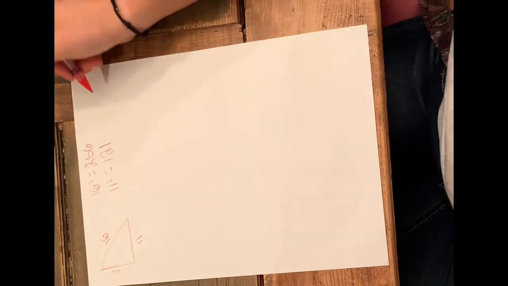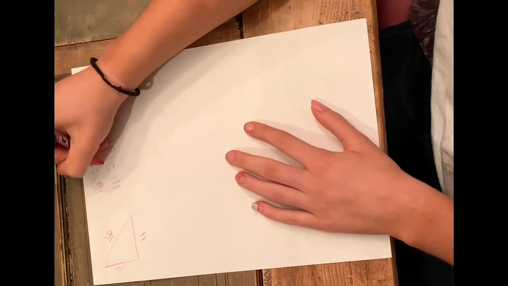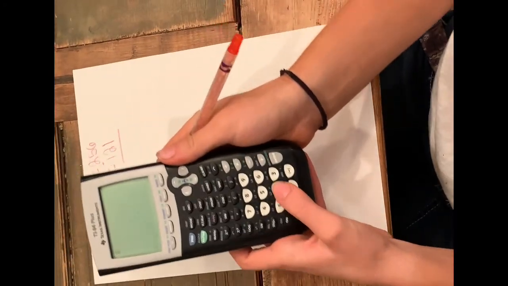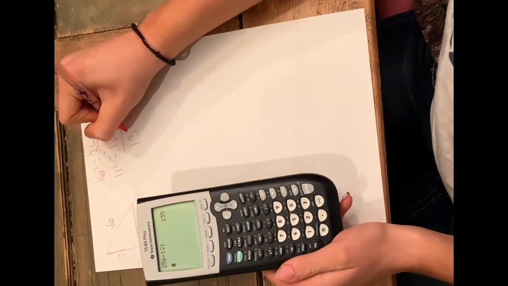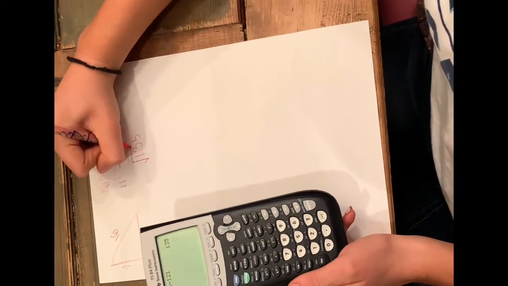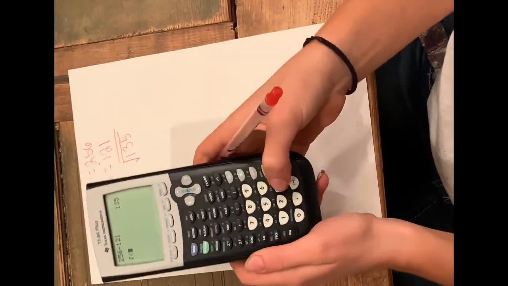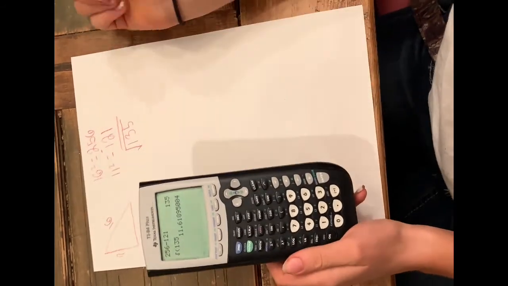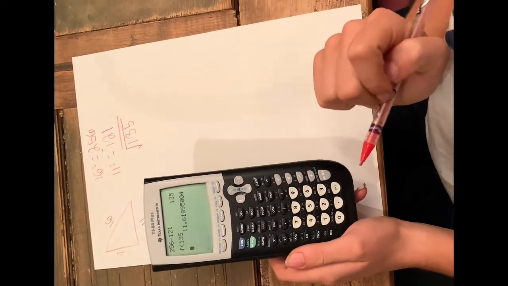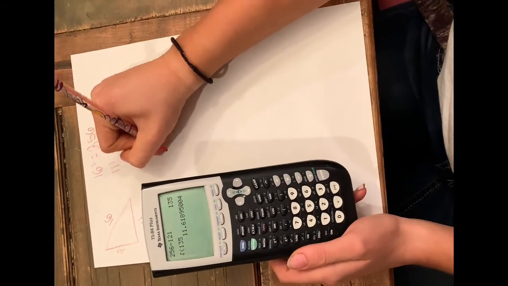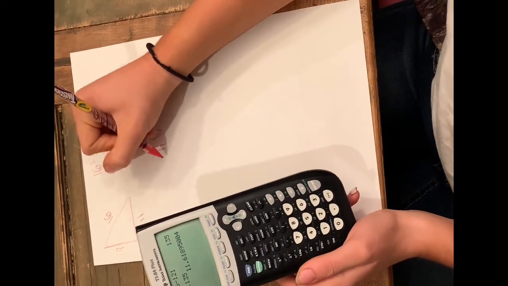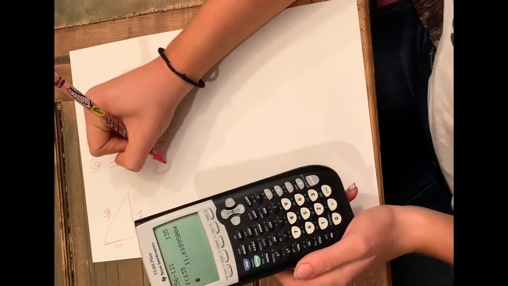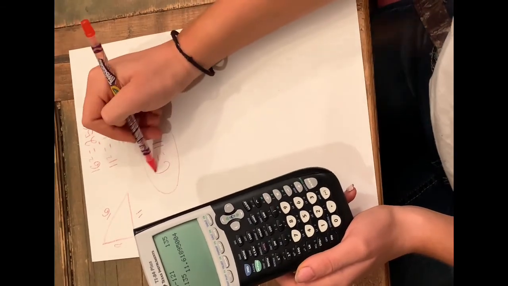Then we'll subtract those, and that equals 135. Then we find the square root of 135, and that equals 11.6189, and we will round that to 11.6, and that equals B.